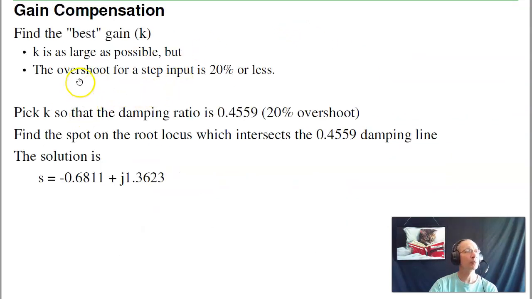So suppose my requirement is this. I want the biggest gain possible. Overshoot has to be less than or equal to 20%. What's k? Well, from the second order approximations, 20% overshoot means the damping ratio is 0.4559. That tells me the angle of the pole. That tells me the point on the root locus.